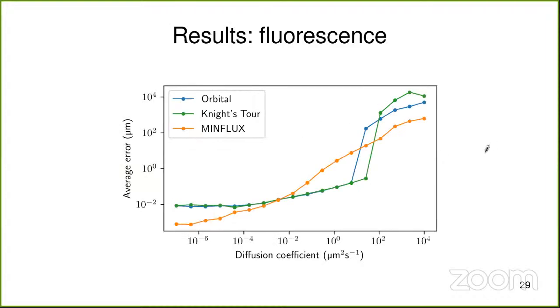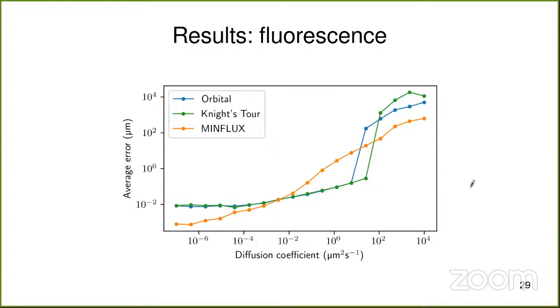I will also talk about some dynamical simulations. So here we have simulated the diffusion and plotted the tracking error as a function of the diffusion coefficient. And this is for fluorescence for the 3 different scanning patterns. What we see is that at slow timescales, min-flux has a better precision, whereas at fast timescales, the Knight's-Tour method is actually able to track the fastest diffusion. And the orbital method is something in between, not as fast, but the same precision as the Knight's-Tour at slower timescales.